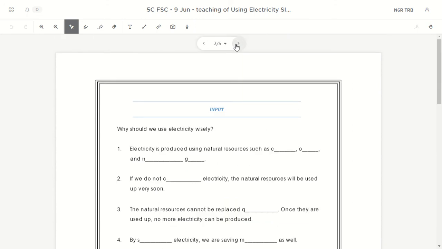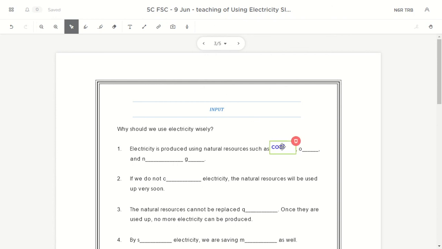So let's go to page 10. Just now we talked about using electricity safely. Now we talk about using electricity wisely, how to save electricity. So you have learned that electricity is produced from natural resources such as coal.